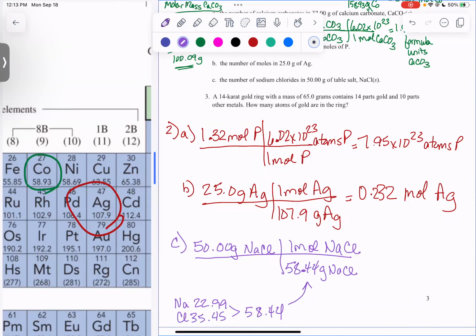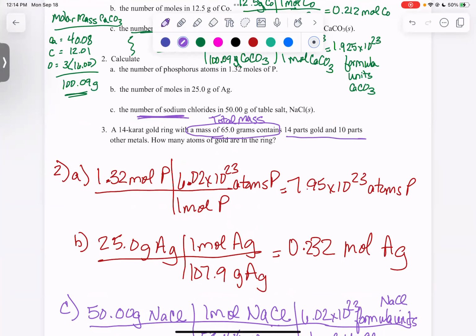Okay. Now this last one's a little bit different. I'm just gonna put myself another page in here. Let me make this smaller. Okay, so we have a 14 karat gold ring that has a total mass of 65 grams. So I kind of like to just circle it. So this is my total mass. And then I'm kind of given a ratio. I'm told 14 parts of that total is gold and 10 parts are other metals.